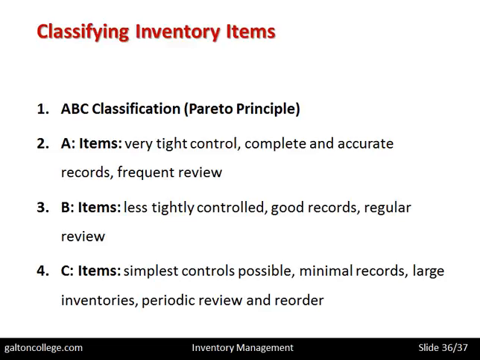So we can classify stock according to the ABC principle. A, very expensive, got to be watched. B, expensive but not as expensive or as difficult to come by as A. And C, easily found and easily purchased.